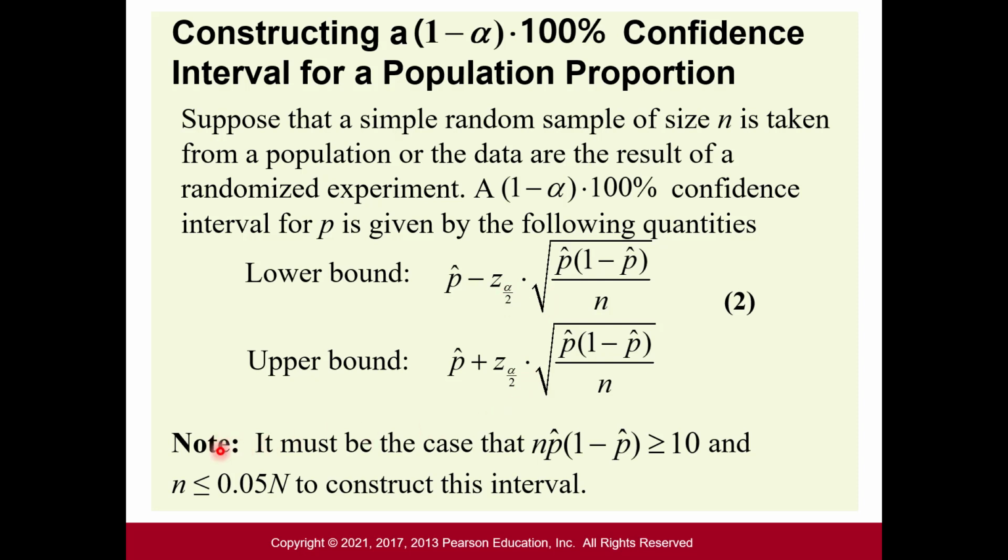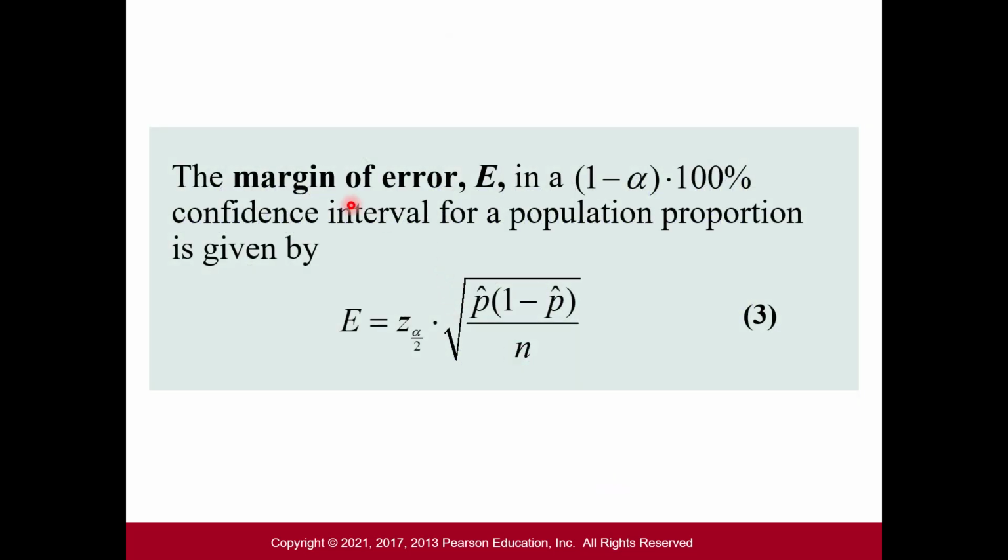Just a note, it has to be the case that n times p hat times its complement is greater than or equal to 10. And this is saying that our sample size has to be less than or equal to 5% of the population. The margin of error is the calculation that we add and subtract to the population proportion.